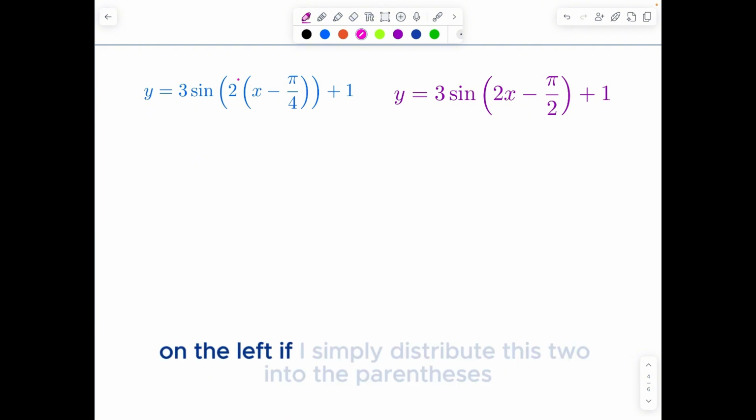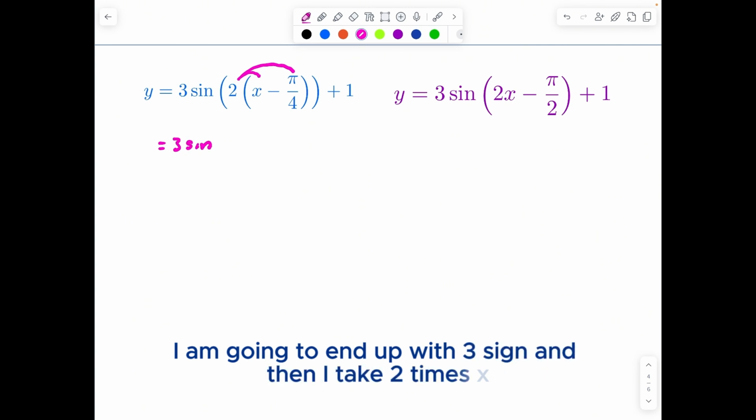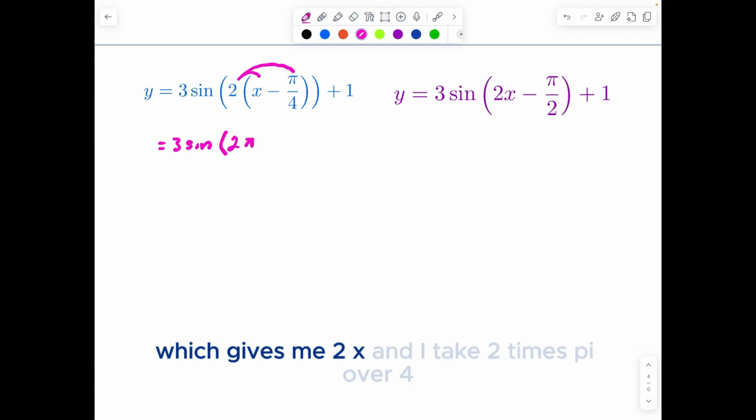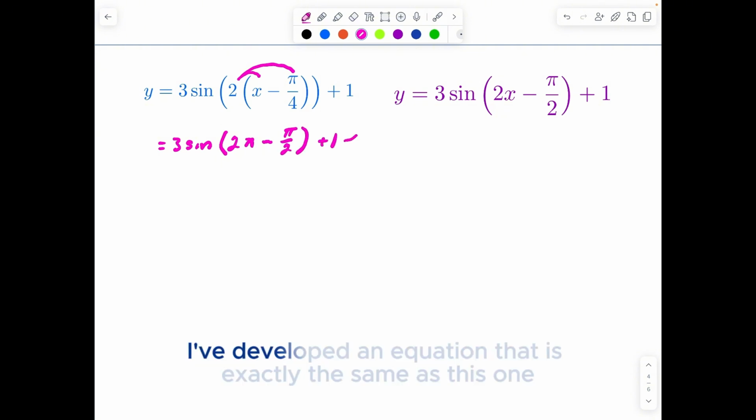On the left, if I simply distribute this 2 into the parentheses, I am going to end up with 3 sine, and then I take 2 times x, which gives me 2x, and I take 2 times pi over 4, which gives me 2 pi over 4, or simplified, pi over 2, and I add the 1 on the outside. You'll notice I have developed an equation that is exactly the same as this one.